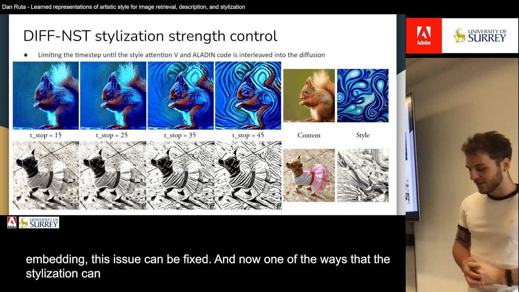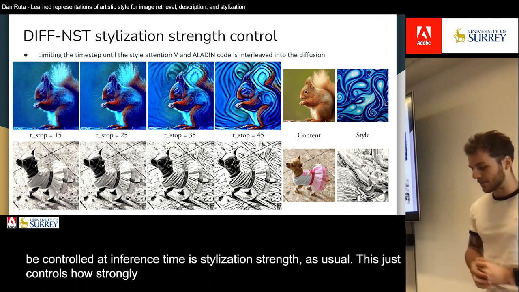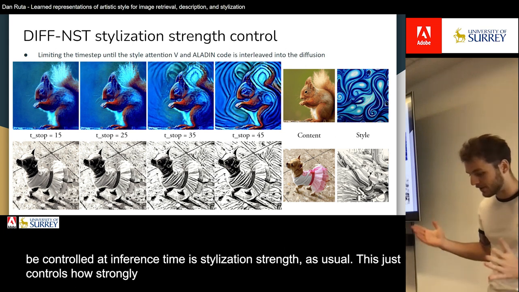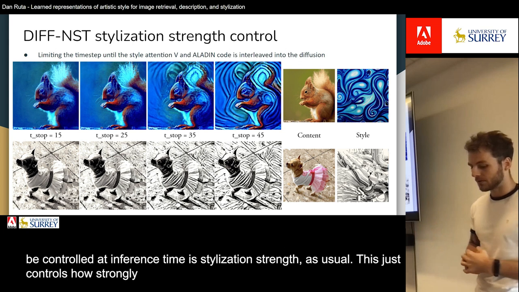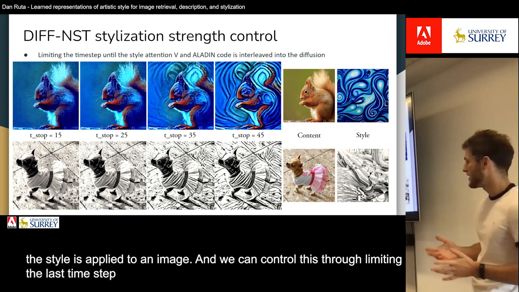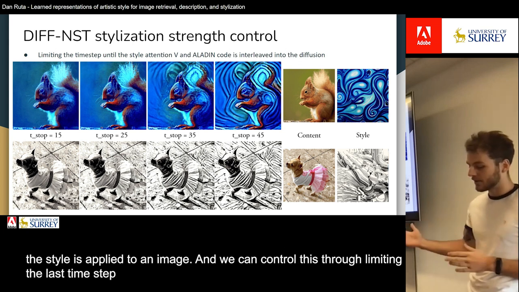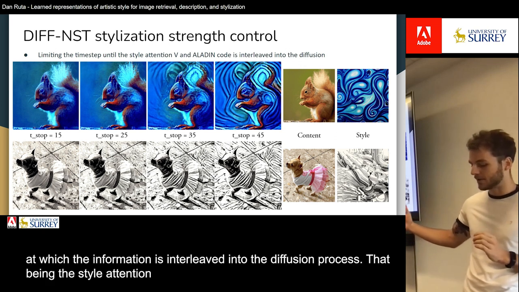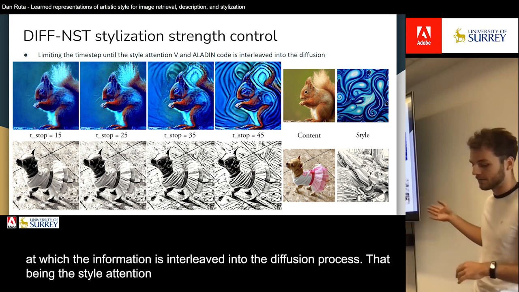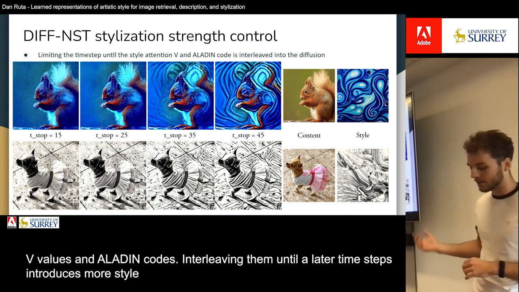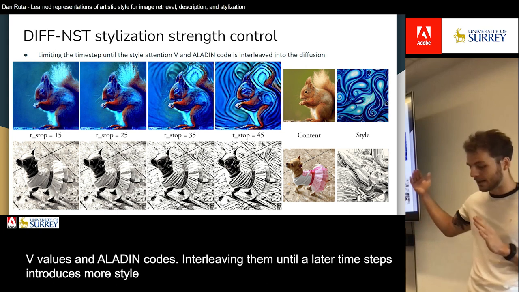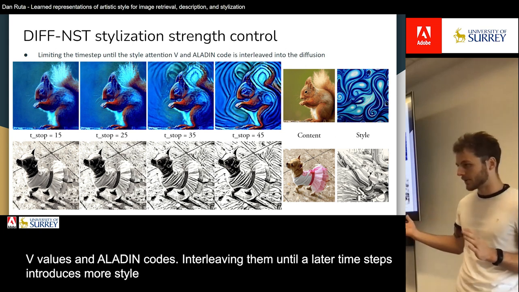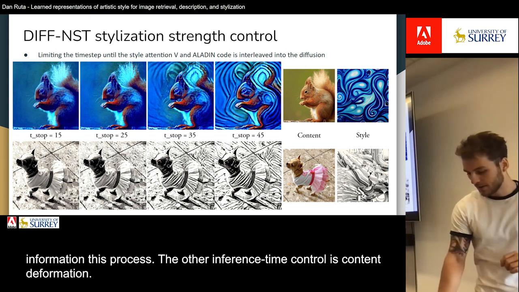Now, one of the ways that the stylization can be controlled at inference time is stylization strength, as usual. This just controls how strongly the style is applied to an image. And we can control this through limiting the last time step at which the information is interleaved into the diffusion process, that being the style attention values and the ALADIN codes. Interleaving them until later time steps introduces more style information into this process.